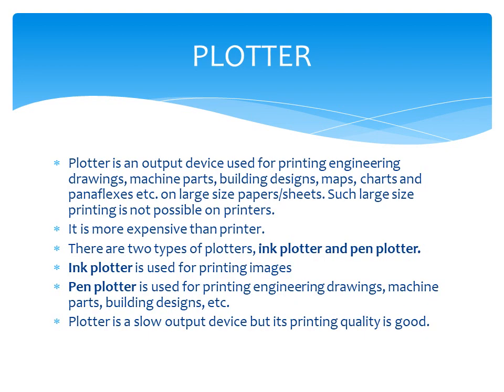Next one is the plotter. A plotter is an output device used for printing engineering drawings, machine parts, building designs, maps, charts, and penaflexes on large size paper or sheets. Such large printing is not possible on printers. It is more expensive than a printer, and it has two types, ink plotter and pen plotter. An ink plotter is used for printing images, while a pen plotter has colored pens which are used for printing engineering drawings, machine parts, building designs, etc. It is basically a slow output device, but its printing quality is much better as compared to a printer.